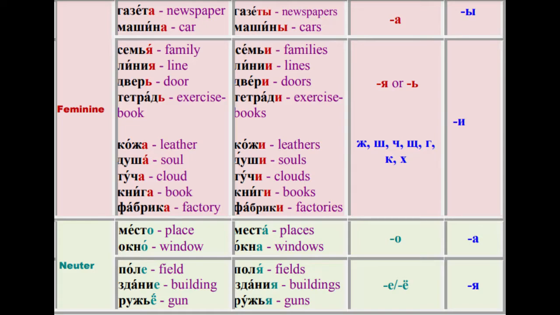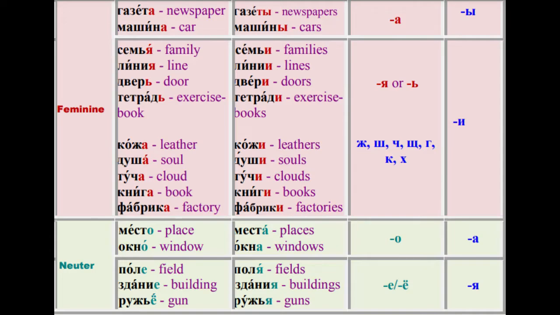Feminine nouns that end with soft sign will also have ending «и» instead of soft sign. Let's take a look at some examples. Дверь, двери. Тетрадь, тетради.